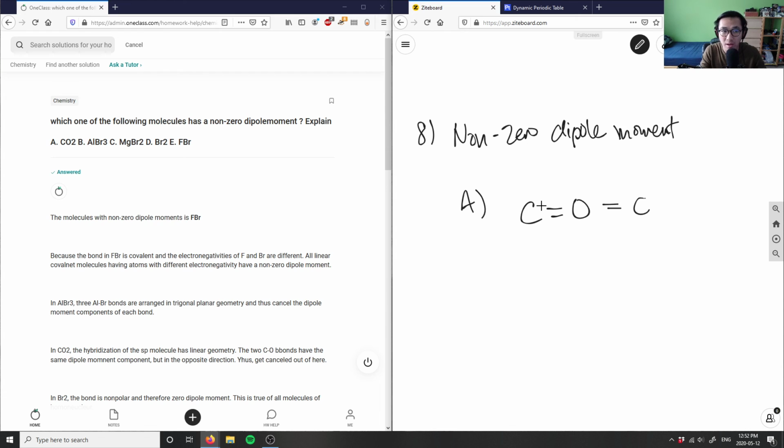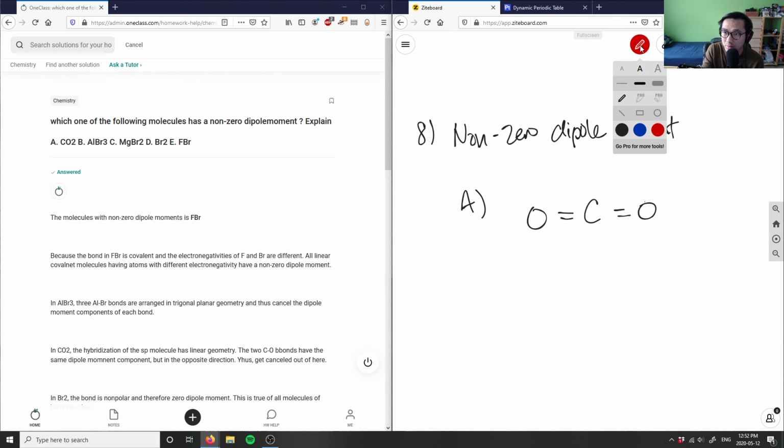And this here is, oh, sorry, I flipped it up. That's why it looked weird. I have CO2 here. And as you can see, these dipole moments are going to cancel each other, right? Again, I have partial negative here. This is partial negative here.